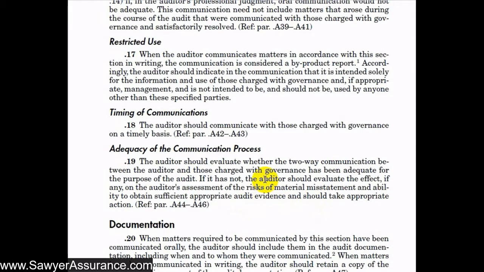So, for example, if we didn't feel like our communication with those charged with governance was effective, we might not have obtained all the information that we could have as evidence to support our risk assessment or our conclusions, and vice versa. We may not have given enough information to those charged with governance so that they could make sure that they know the issues with the company that are the responsibilities of their role.